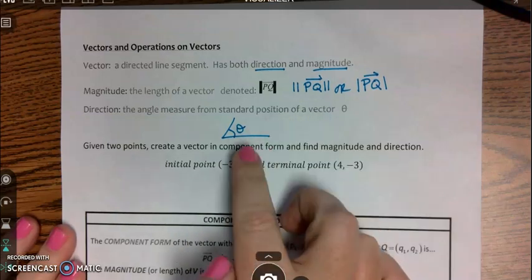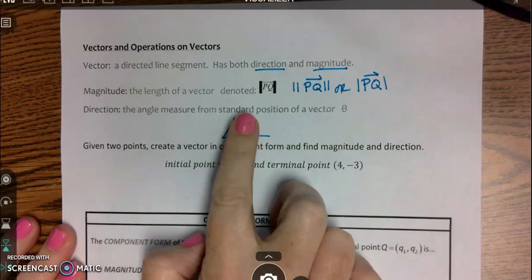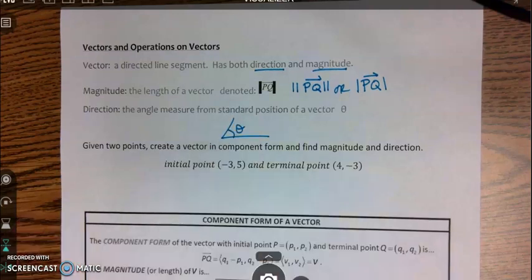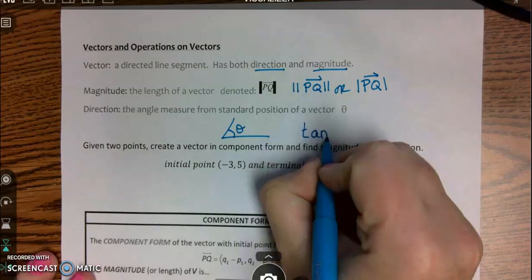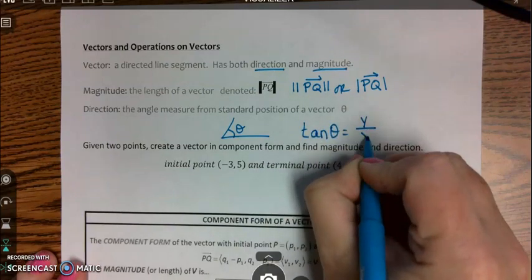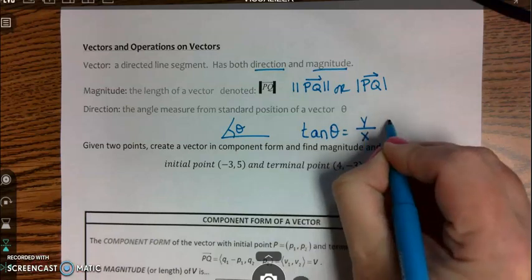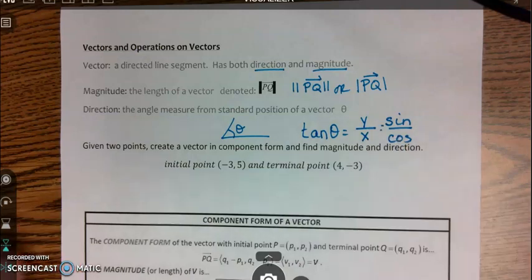Direction here is just the normal angle measured, and just an FYI, it's always tangent, and it's your y over x. Remember, sine over cosine. So we're still using the stuff from first semester.